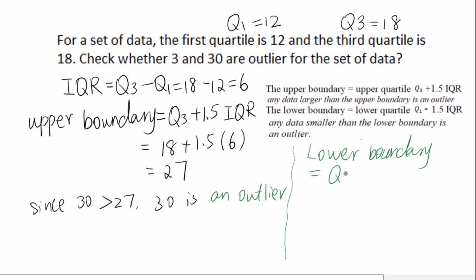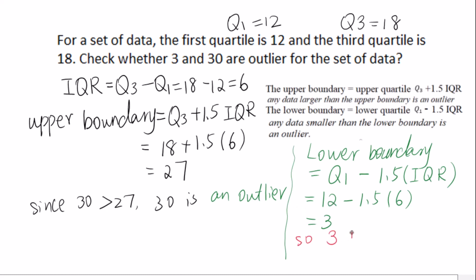Let's work out the lower boundary, which equals Q1 minus 1.5 times IQR, equals 12 minus 1.5 times 6, equals 3. An outlier must be less than 3. So 3 is not an outlier for the set of data.